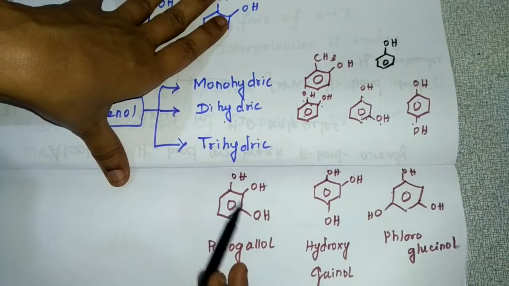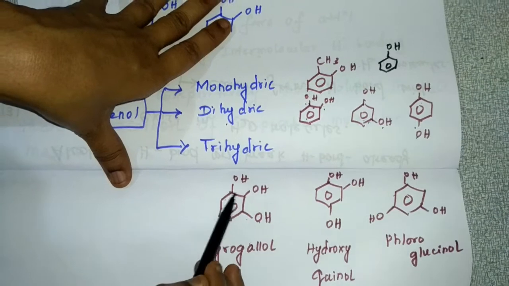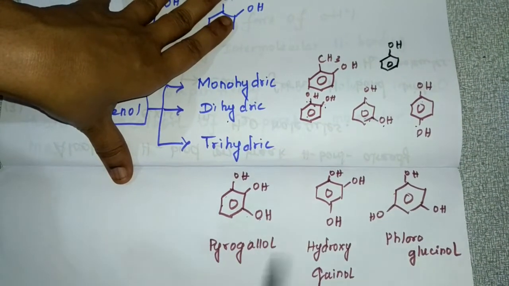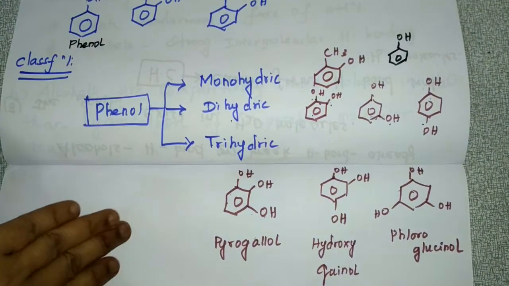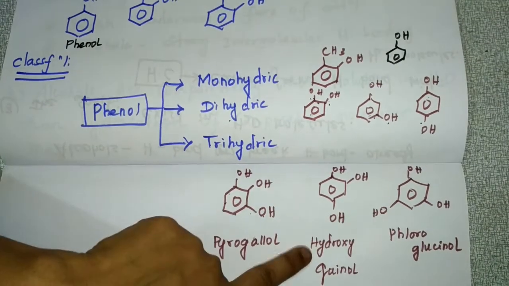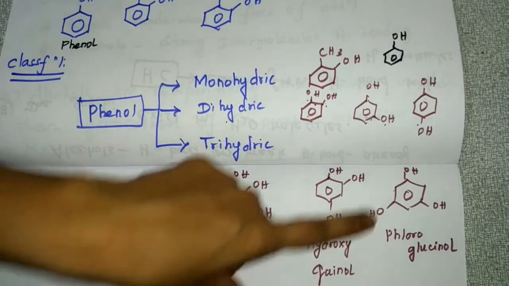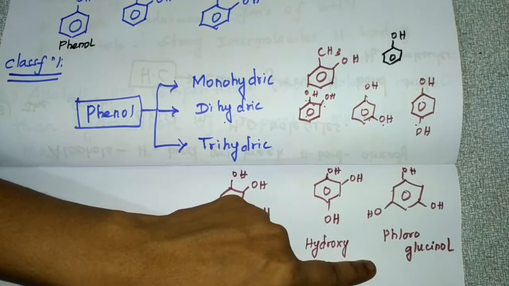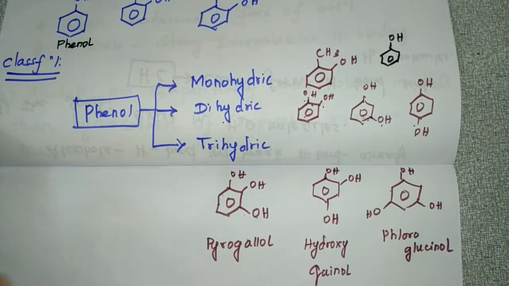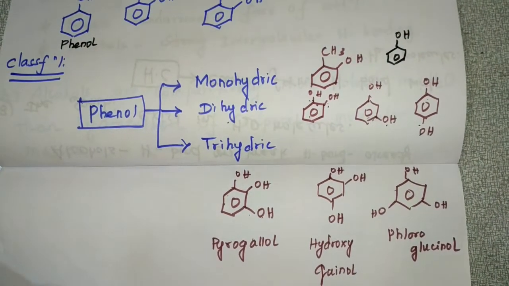And if the OH groups are attached like this, in this position, these are the common names, called pyrogallol. And if it is like this, it is hydroxyquinol, and this is phloroglucinol. So this is classification of phenol. Next we will go with nomenclature of phenol.